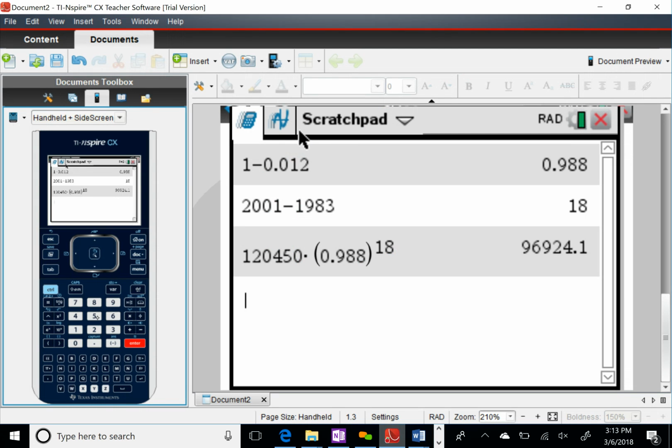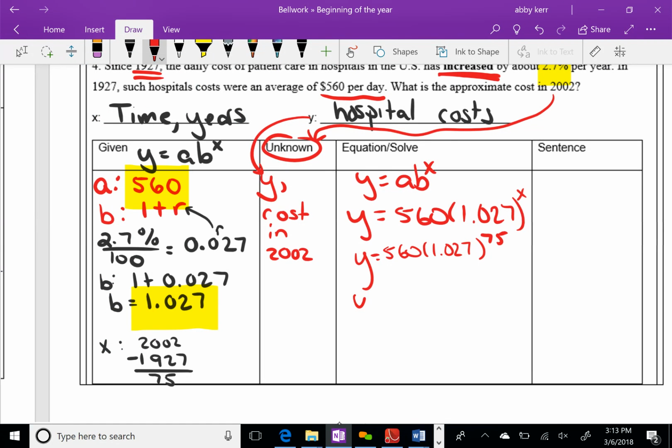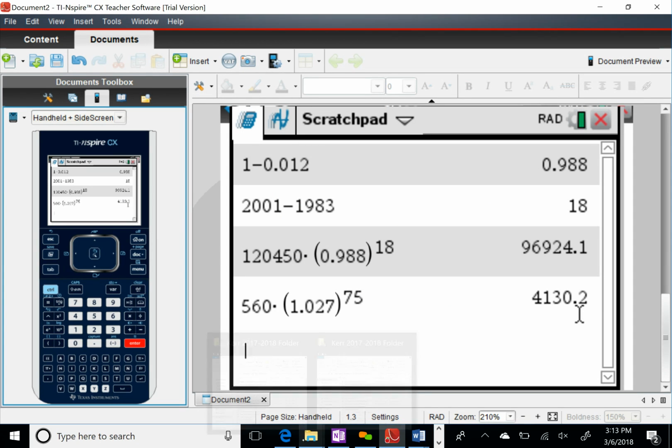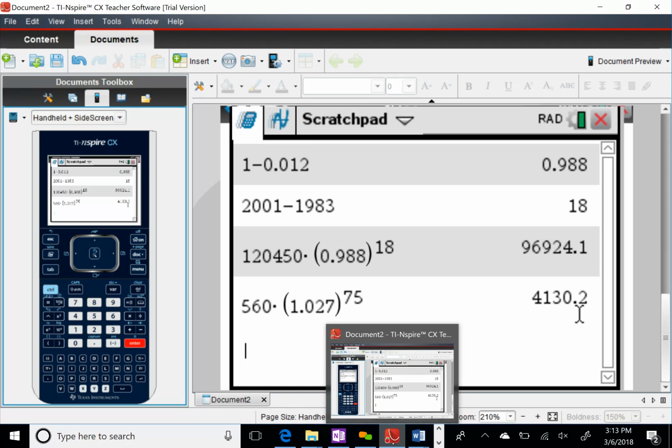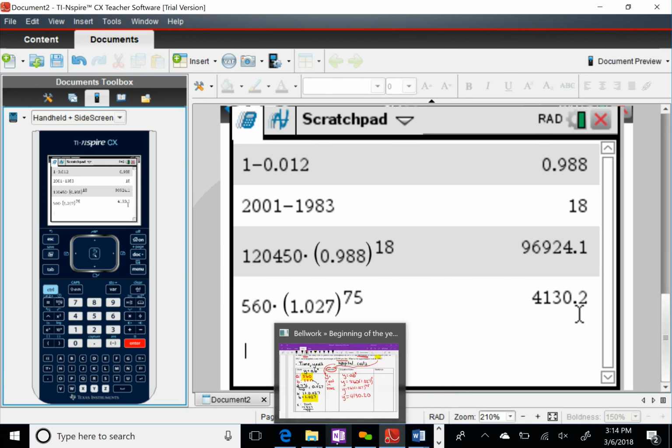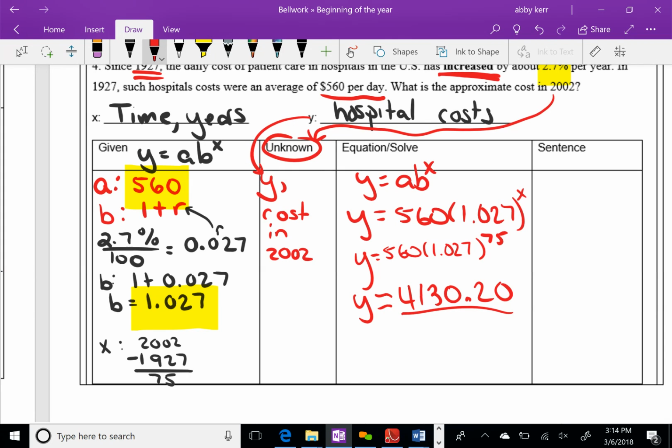So we started at $560. Our growth was 1.027. And that was raised to the 75th power. So then you get about $4,130.20. Notice my calculator just said 0.2. Since there's no number, that really means 0.20, which is to the nearest penny because we're talking about money.